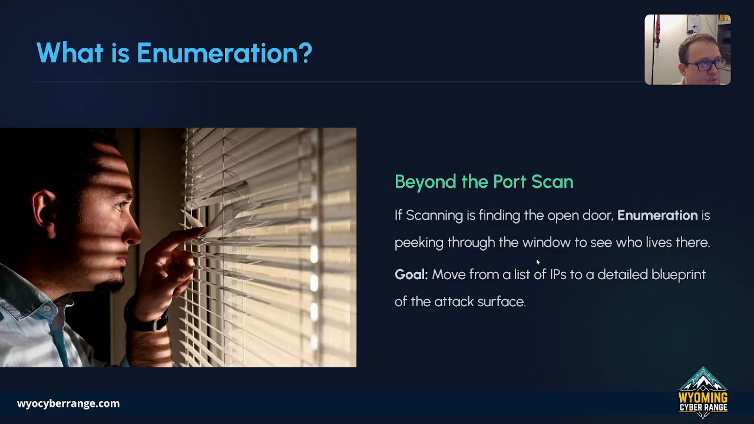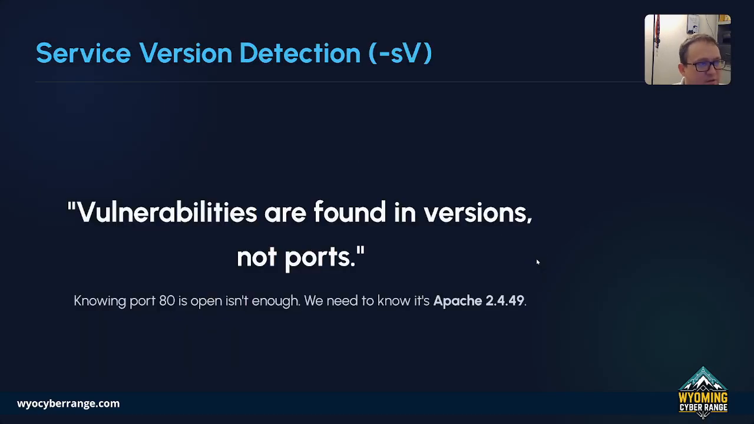And the first way that we do this is we use what we call the -sV, the version detection within the Nmap tool. Vulnerabilities are found in versions, not ports. So knowing that port 80 is open tells us nothing about the risk itself, it just tells us there might be a web server there. But if we can do an -sV scan on that port, knowing that it's Apache 2.4.49 tells us that it might be vulnerable to a traversal type of attack.